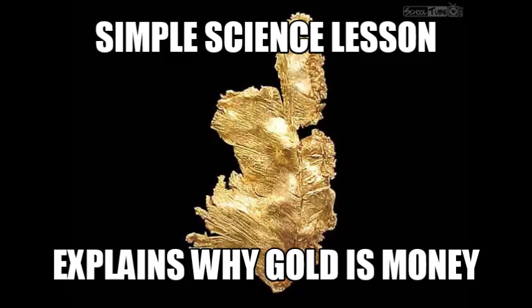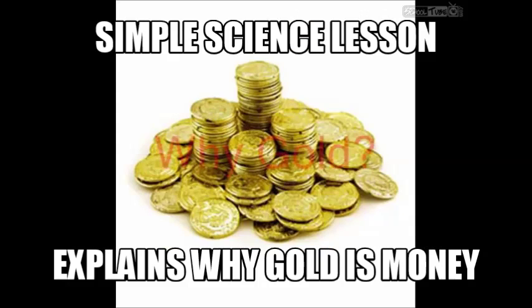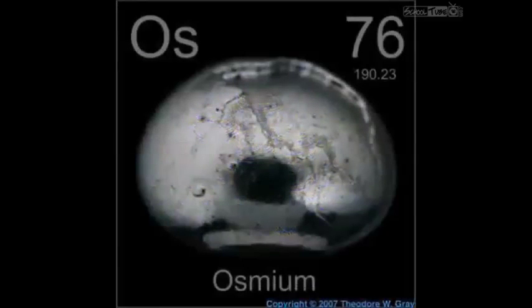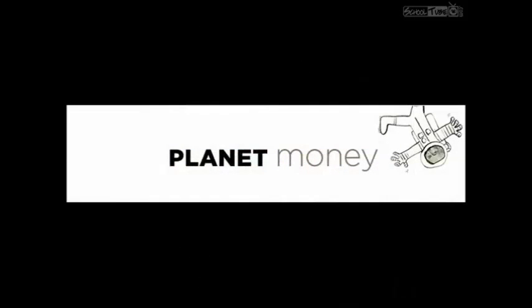Gold is just one of the many elements listed on the periodic table of elements. It's the one we humans have prized the most, the one we've used as money for millennia. And yet, why gold? Why not osmium or lithium or ruthenium? Today, our Planet Money team tackles that question. Here are David Kestenbaum and Jacob Goldstein.